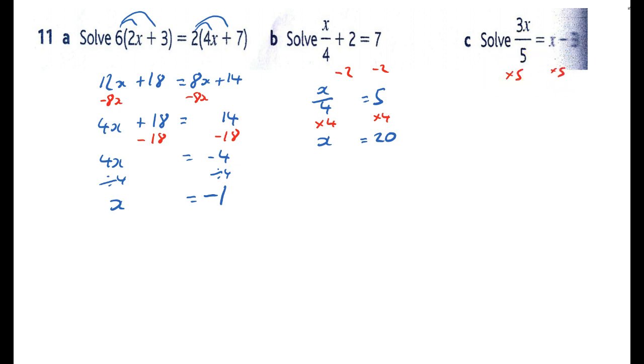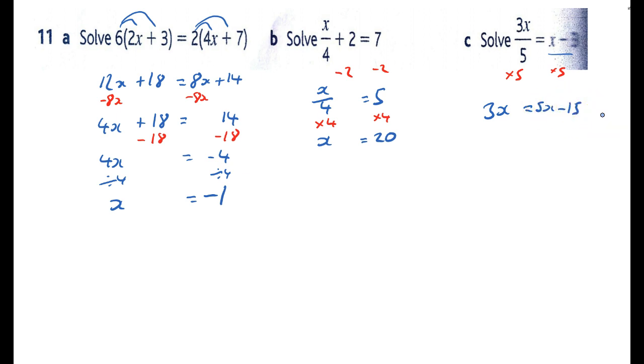But there I also need to be careful. When I times by 5, I'll vaporize the 5, because divide by 5 times by 5 just gives me 3x. And I've got to times the x minus 3 by 5. So times the x by 5 and I get 5x, and I also get minus 15.